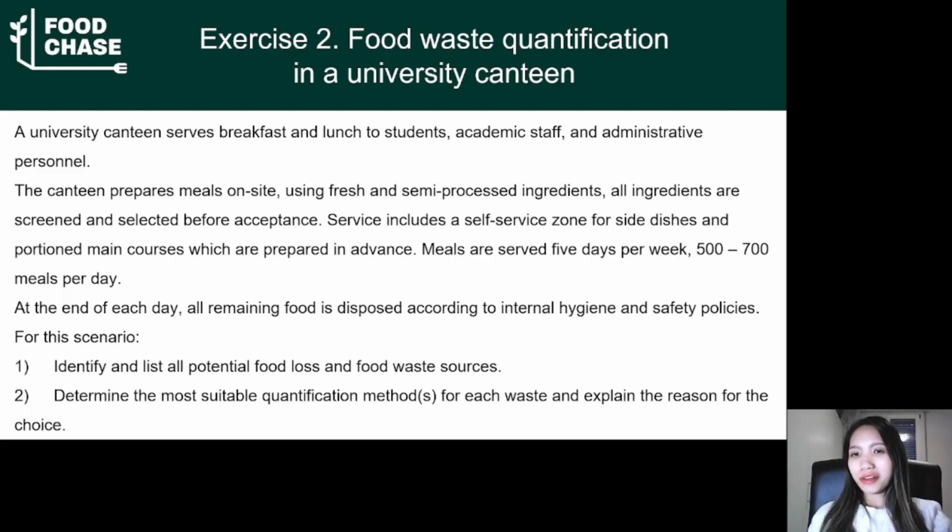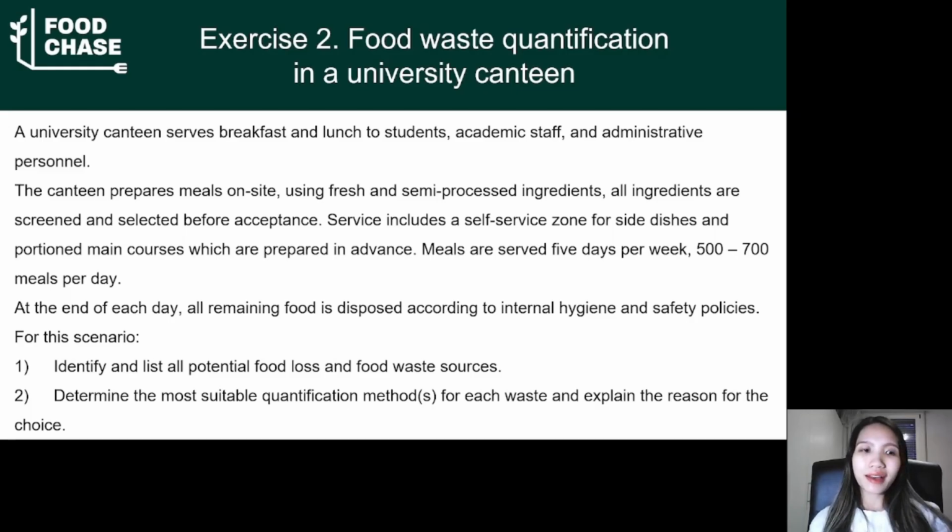Service includes a self-service zone for side dishes and portion main course which are prepared in advance. Meals are served 5 days per week, around 500 to 700 meals per day. At the end of the day, all remaining food is disposed according to internal hygiene and safety policy.